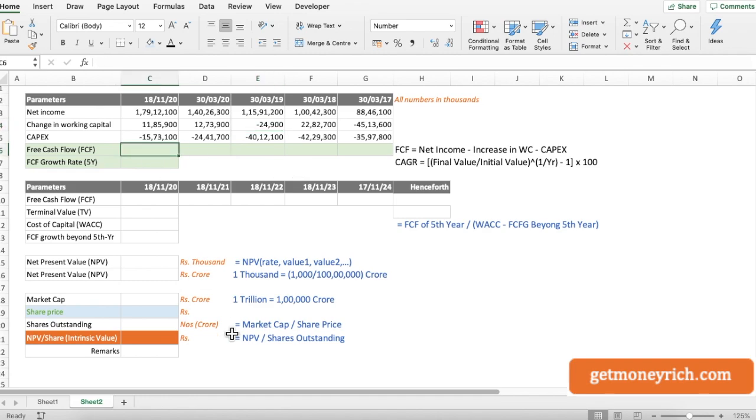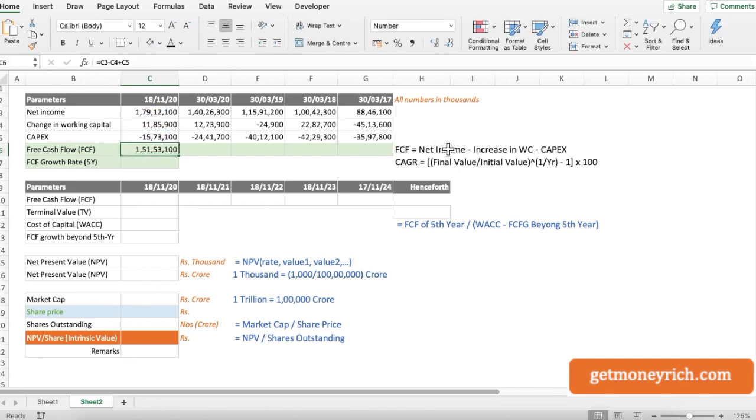So let's apply this formula. First is net income, minus increase in working capital, minus capex. But you see the capex number is already in negative here. We have to reduce the capex number. So what we will do here, instead of putting negative, we will put it as positive. So this is it. This makes the formula.